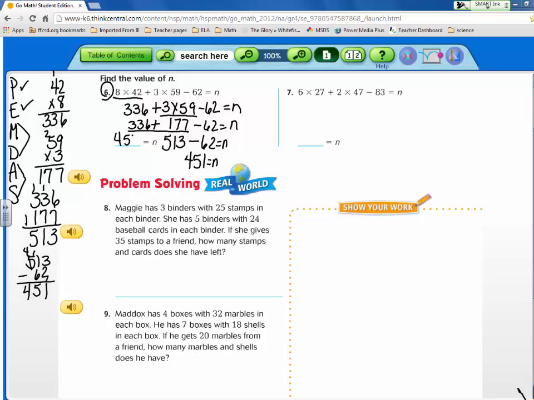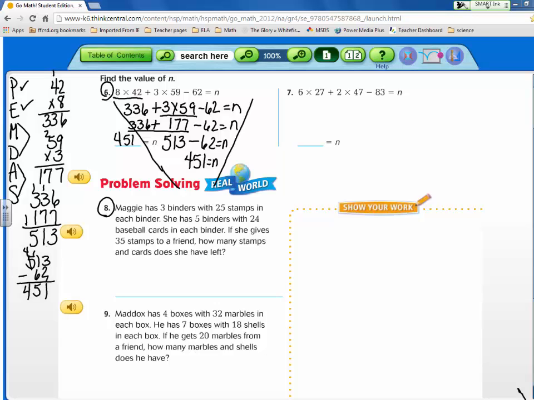And we talked about being victorious, and we work in a V to kind of simplify our problem down. Number 8, here is where we're applying this. Maggie has 3 binders with 25 stamps in each binder. She has 5 binders with 24 baseball cards in each binder. If she gives 35 stamps to a friend, how many stamps and cards does she have left?